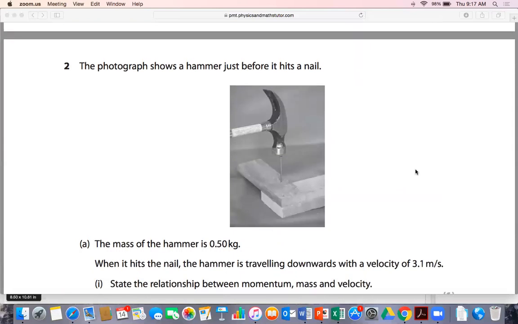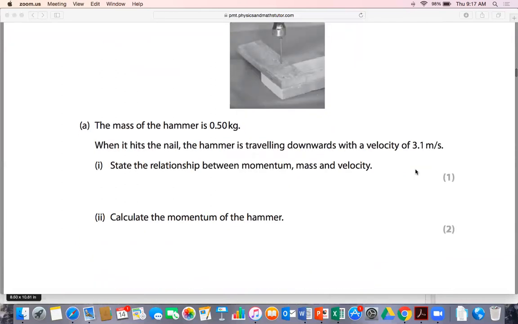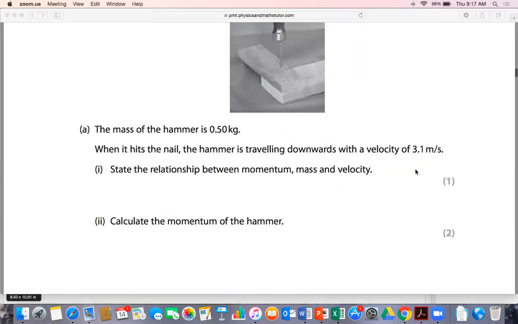Okay, let's look at number 2. The photograph shows the hammer just before it hits a nail. Mass of hammer is 0.5. When it hits the nail, the hammer is traveling downwards with a velocity of 3.1. What's the relationship between momentum, mass, and velocity? Momentum equals mass times velocity. Correct. Calculate the momentum of the hammer.